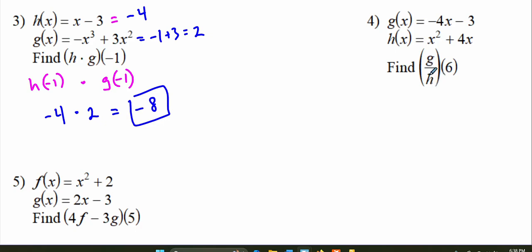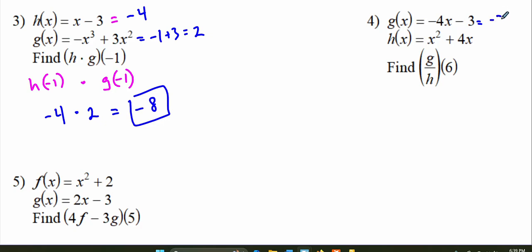What's the excluded value? Because if I plug in 6 and my denominator equals 0, then I know that's a bad point, a bad location. However, if I get anything different from 0, then I'm fine. All right, so let's plug 6 into the numerator. Negative 4 times 6 is negative 24.